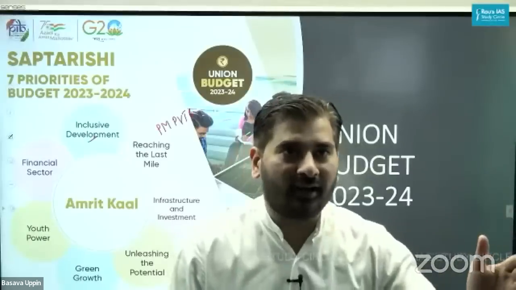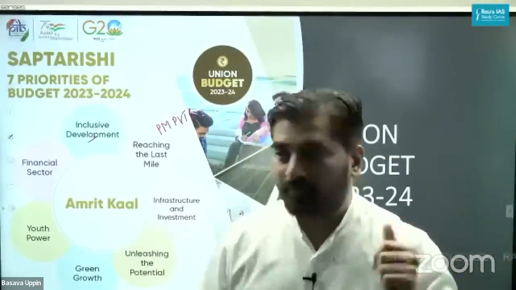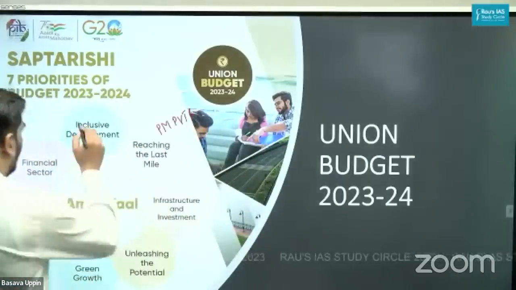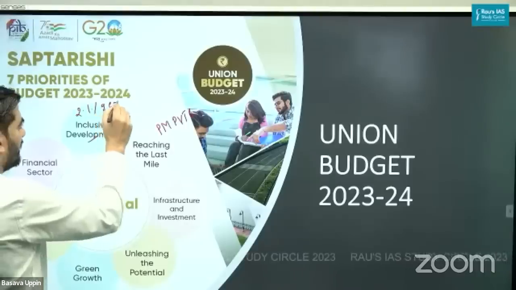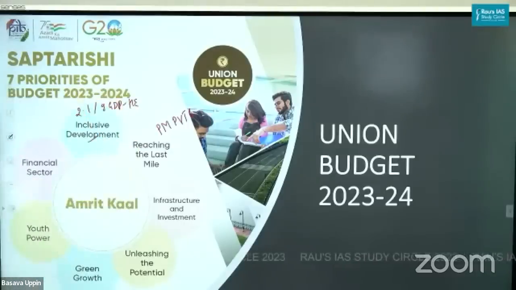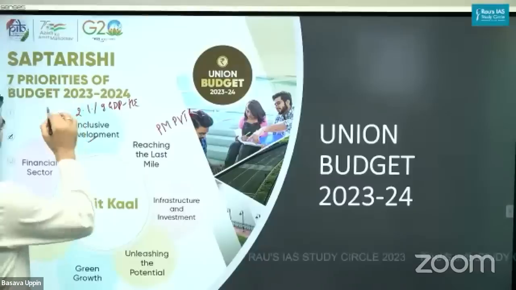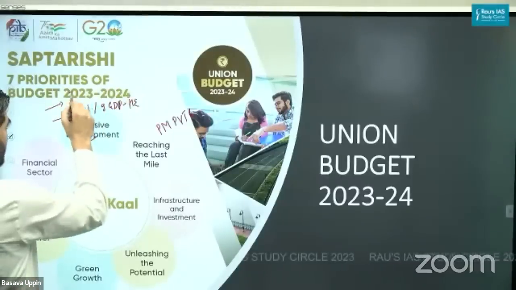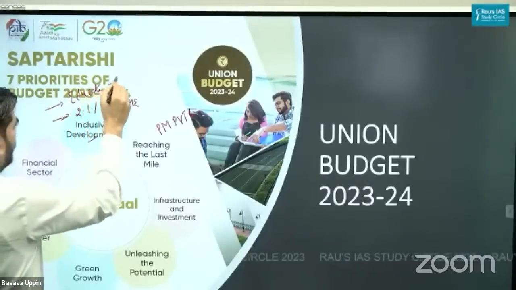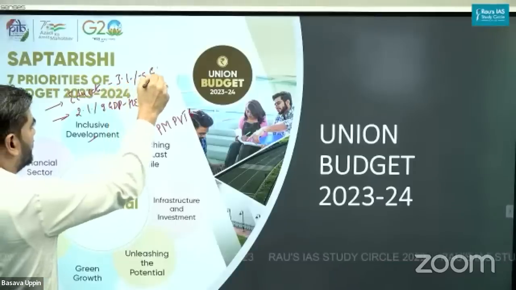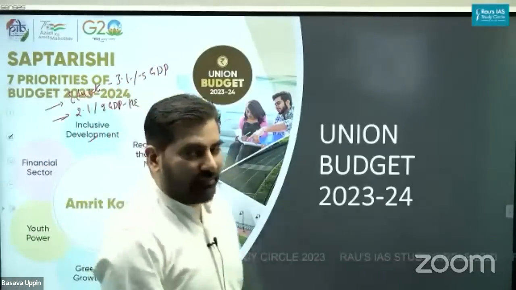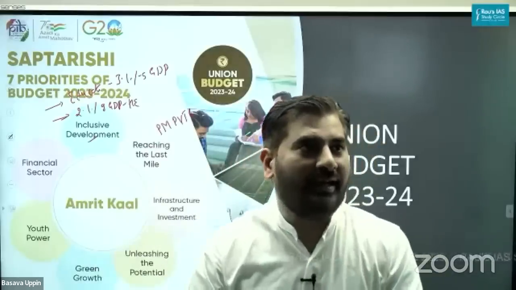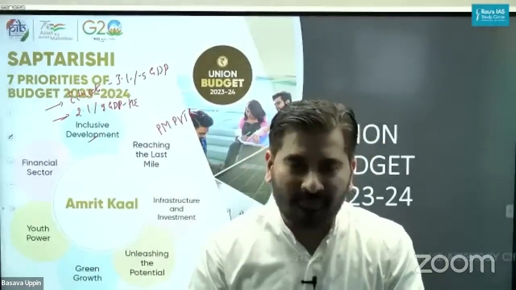1.5. But this year, we have increased our healthcare expenditure to 2.1% of GDP. This is our healthcare expenditure. Similarly, we have increased our educational expenditure to 3.1% of GDP. Further, as part of inclusive growth and development, we have launched a number of schemes and initiatives. What are these schemes and initiatives? We will discuss that later.